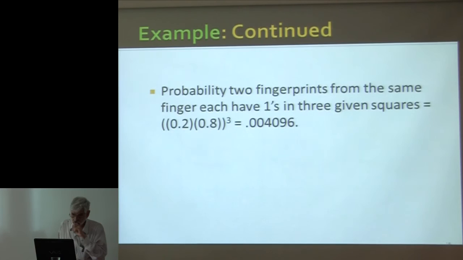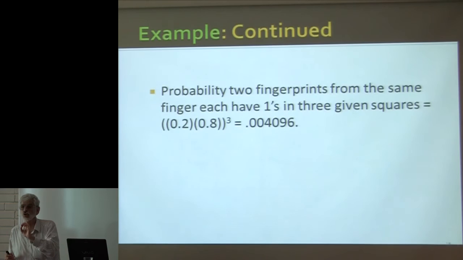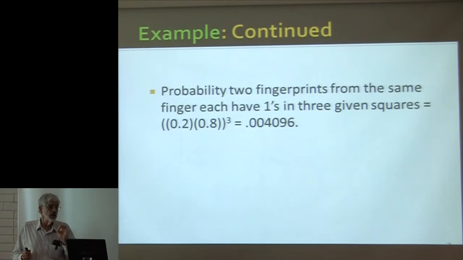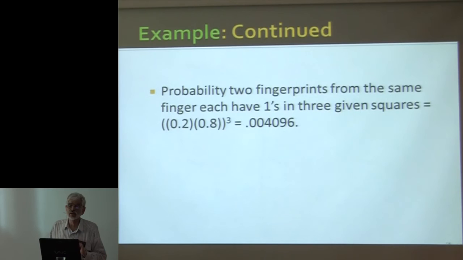Its chances of having minutiae in all 3 is still 0.2 times 0.2 times 0.2. But given that it has minutiae in all 3 of those squares, the chances that the other one will also have is 0.8 times 0.8 times 0.8. This is still a tiny number, but it's a rather bigger number than what I got before. In fact, it's going to be 64 times as big. So it's 0.4%.